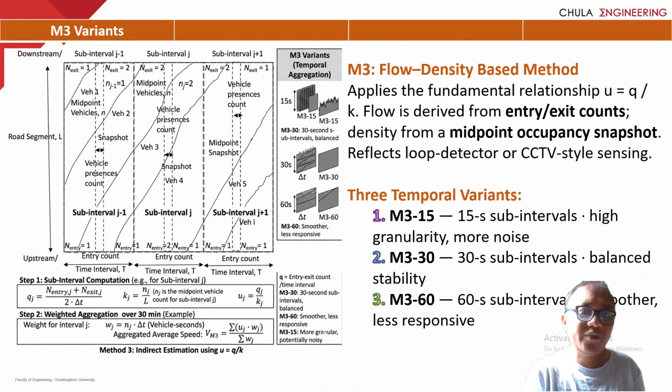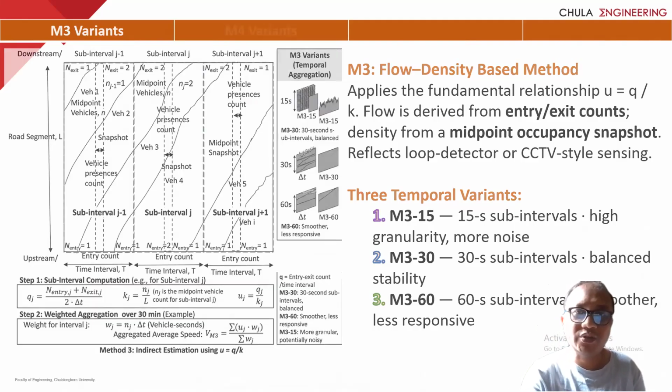Whenever we use the total 5-minute interval from the sub-intervals, here we use the vehicle-second as the weighted average. We have a 15-second sub-interval, which is high granularity and has more noise; a 30-second sub-interval, which is comparatively balanced; and a 60-second sub-interval, which is much smoother and less responsive. It is coarser also.